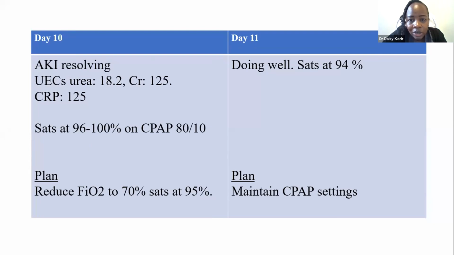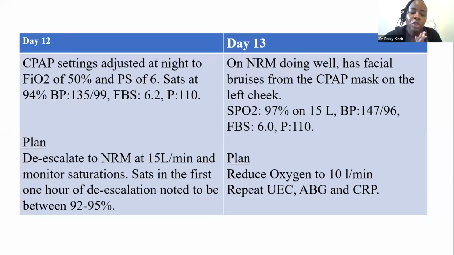So the settings were maintained on day 11, and on day 12, the patient was doing much better than before. And so the FiO2 was reduced all the way to 50 with pressure support of 6. And his saturations were at 94, pressures were okay. And also the fasting blood sugar never became a problem the entire time while on insulin 10 IU TDS. So this patient was de-escalated on day 12 to NRM at 15 liters per minute. And the saturations within the first hour were noted to be between 92 to 95.